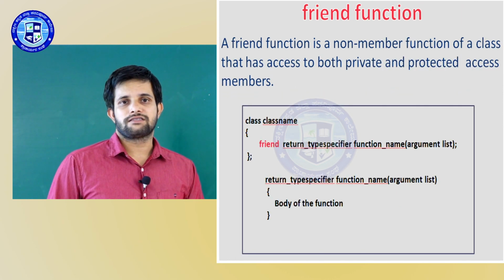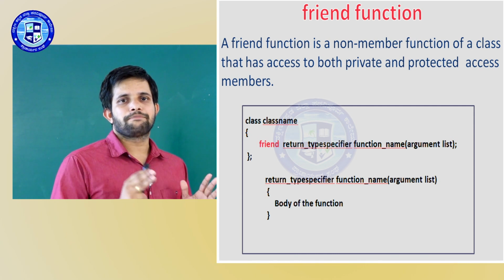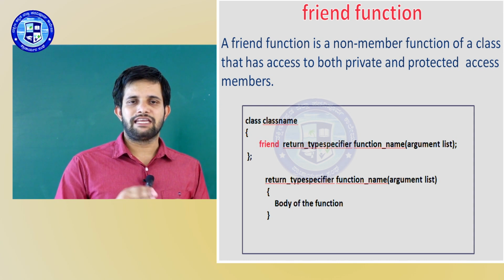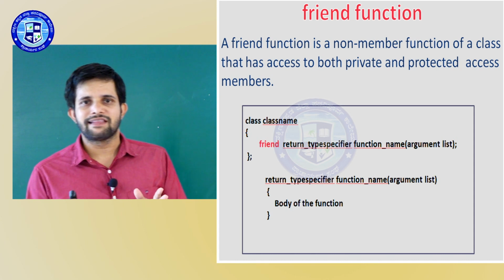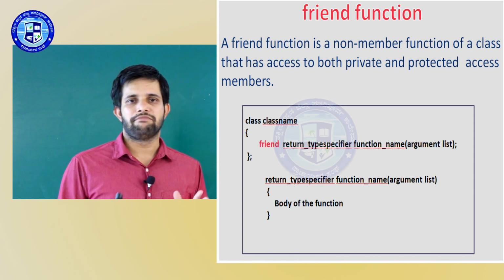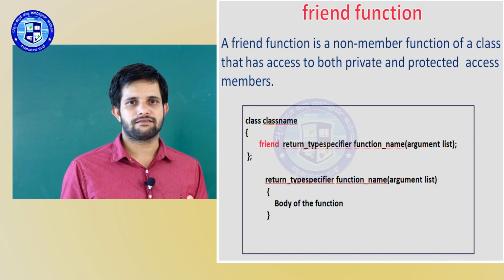The next concept is friend function. To understand this particular concept, friend function, I will give you a few live examples. For example, there is a government public library. Who can access a government public library? Anybody can access. There is no restriction on that.